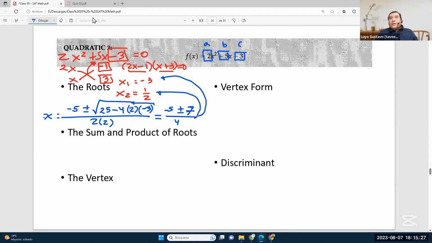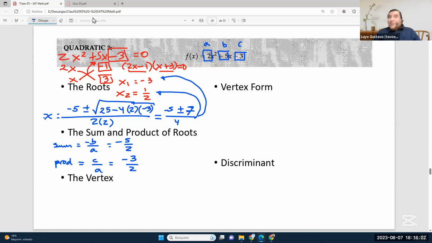Okay, so you need to practice either factorization or the Bhaskara formula. Now, the sum and product of roots. Remember what is the sum? The sum is always negative b over a. So negative 5 over 2. Ready. What about the product of the roots? The product is always c over a. So what is c? Negative 3 over 2. And that's it.